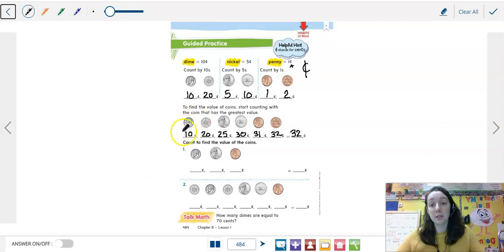So starting with my dimes, 10, 20, switching gears with nickels, 25, 30, then switching to pennies, 31, 32, knowing that I have 32 cents. A great skill, which I'd recommend you do this week. I don't know how much change you have at the house.